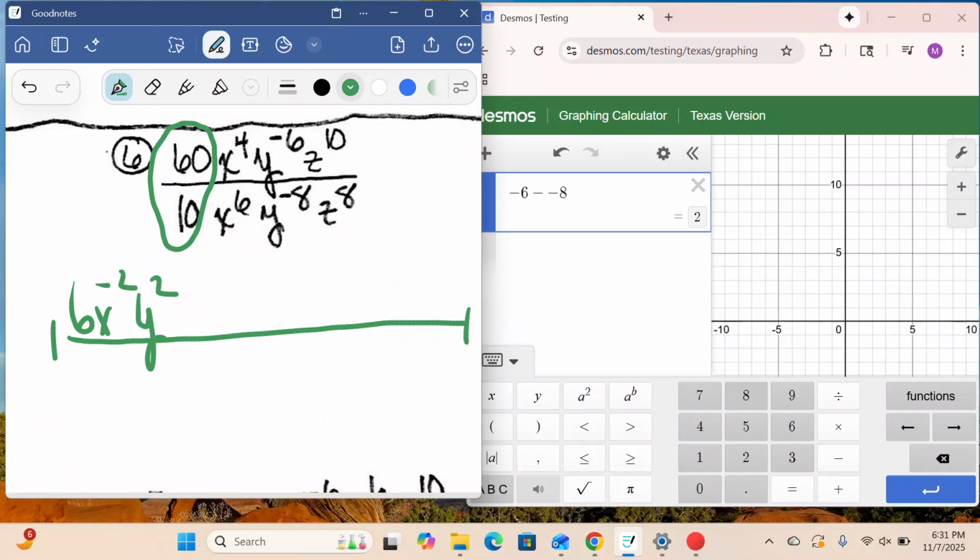And no work required on that, because it would have been plus plus, and that would have been a positive. But once again, Desmos does the work for us.